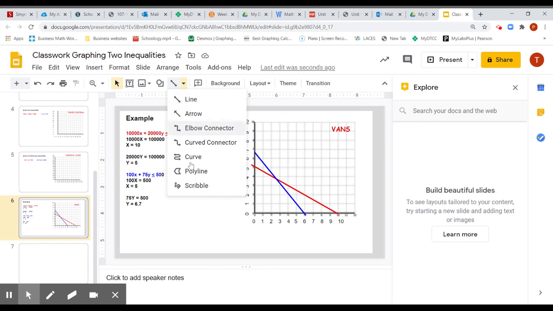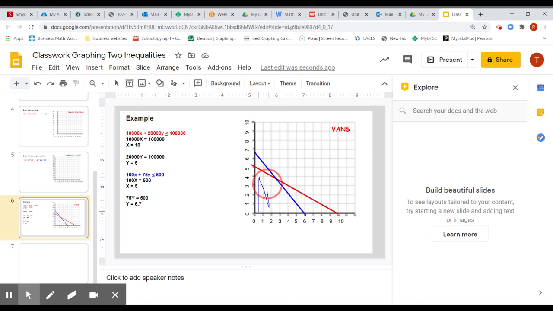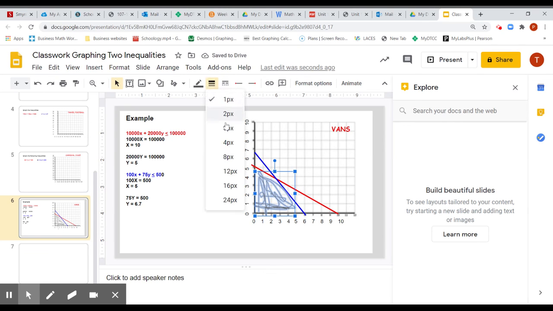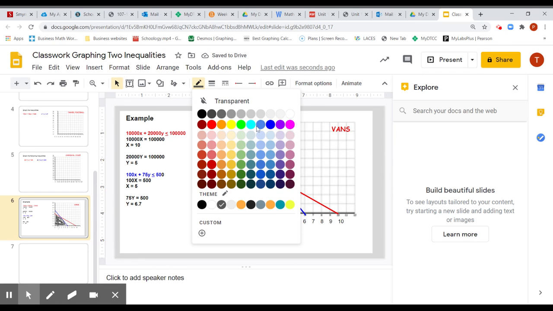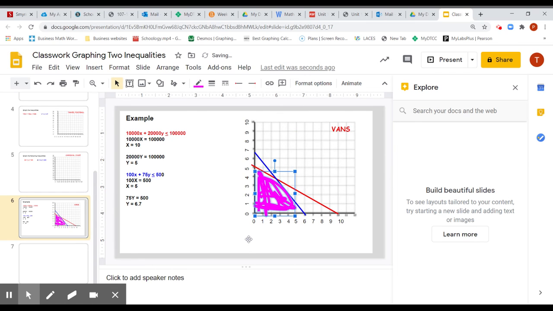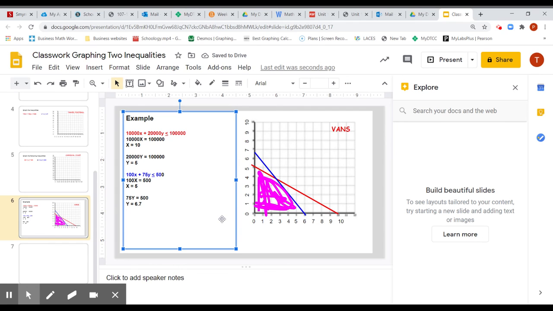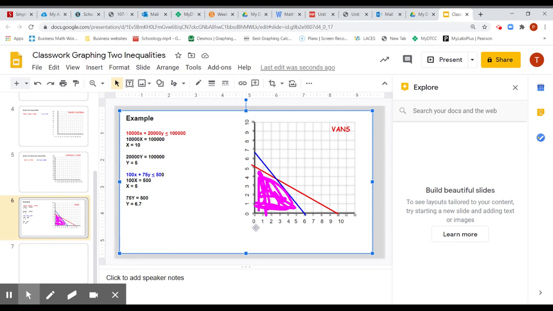So go back to my line tool. I'll go to scribble. And try to scribble it up. And there, after you scribble, I'm going to make it heavier. So maybe I can thicken it up a little bit better. There you go. Maybe I want to change the color. There you go. There is my region. And that's how you graph two inequalities on one graph.